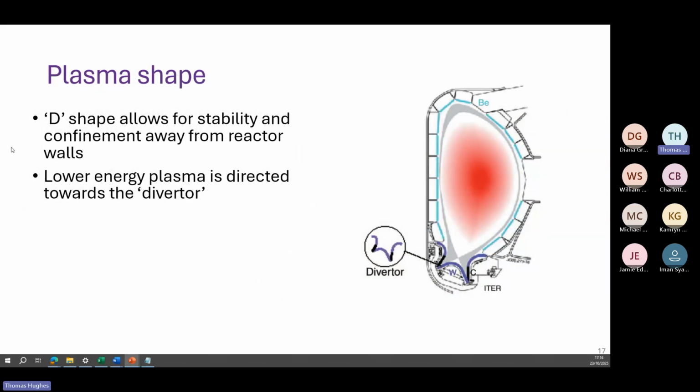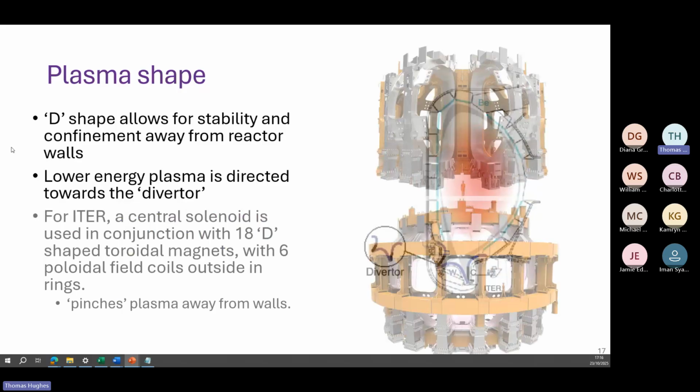So generally, the shape of the plasma, it's not only going around in a circle. We also have the D shape, which ends in a little bit of a cross towards the diverter. Generally, we end up pinching it with the toroidal coils.